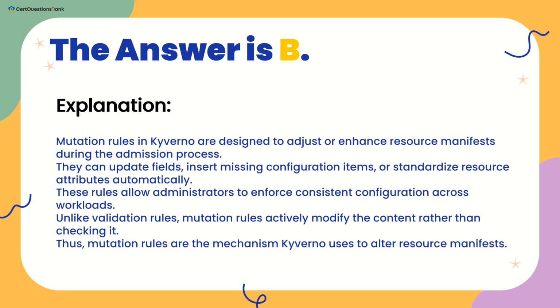Mutation rules in Kyverno are designed to adjust or enhance resource manifests during the admission process. They can update fields, insert missing configuration items, or standardize resource attributes automatically. These rules allow administrators to enforce consistent configuration across workloads. Unlike validation rules, mutation rules actively modify the content rather than checking it. Thus, mutation rules are the mechanism Kyverno uses to alter resource manifests.